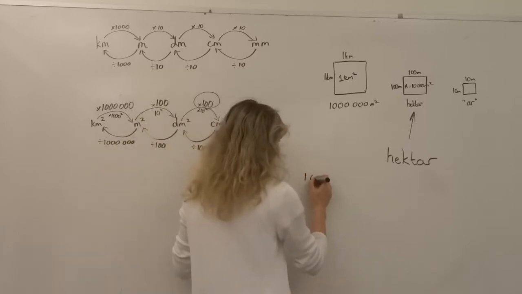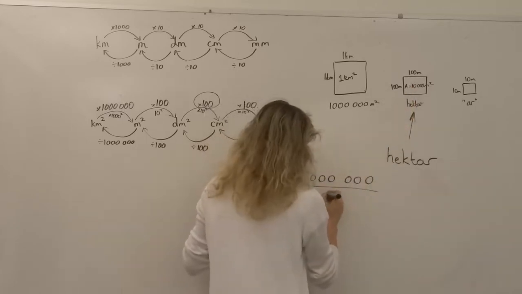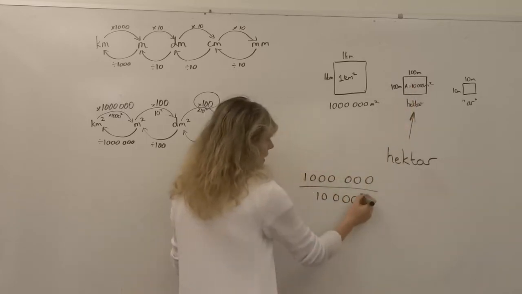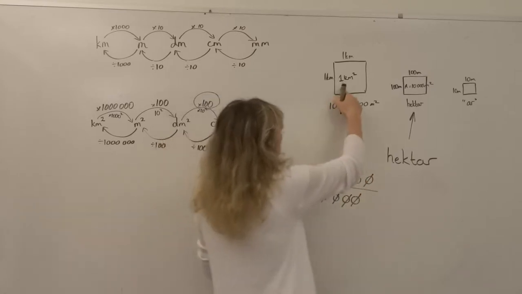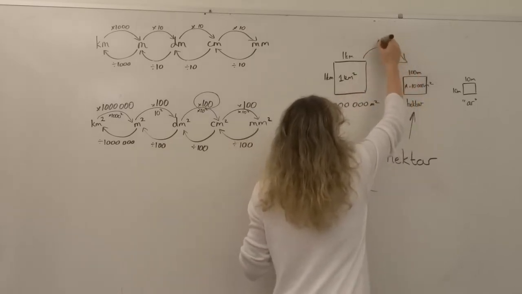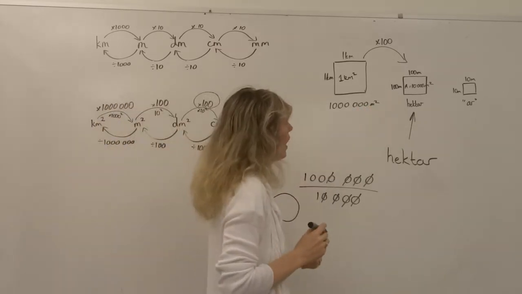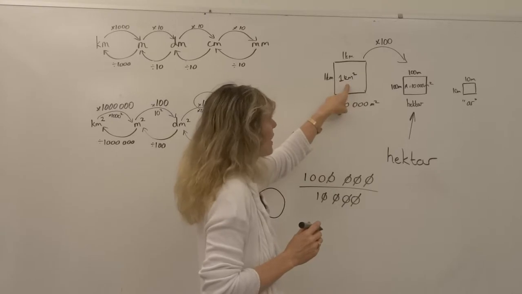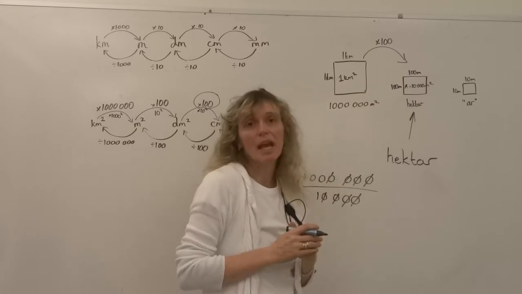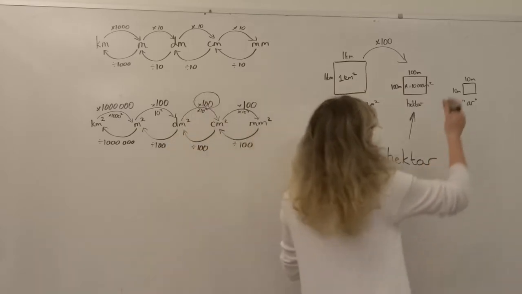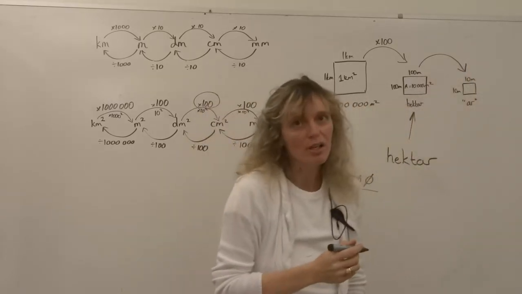So what's the relationship then between hektar and kilometres squared? Well, we've got 1 million square metres in a square kilometre, and we have 10,000 square metres in a hectare. So we'll cancel the zeros here, and we'll see that a kilometre squared is 100 times larger than a hectare. So we know that 1.7 kilometres squared would give us 170 hectare.